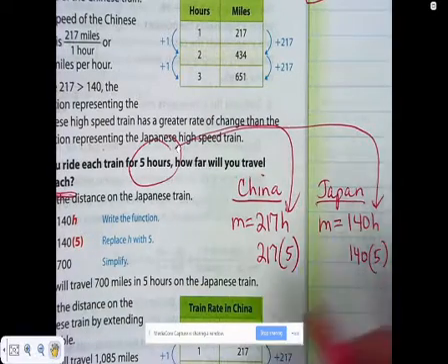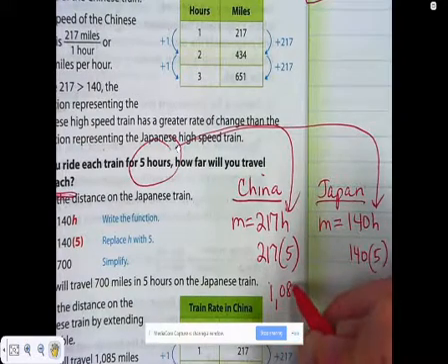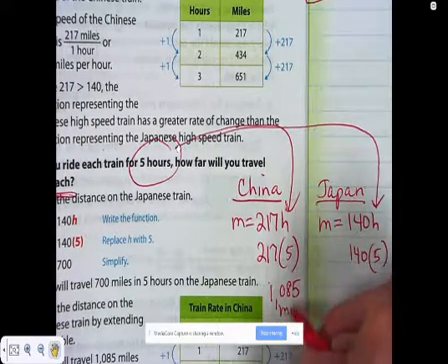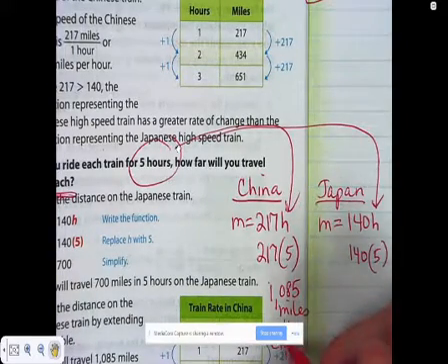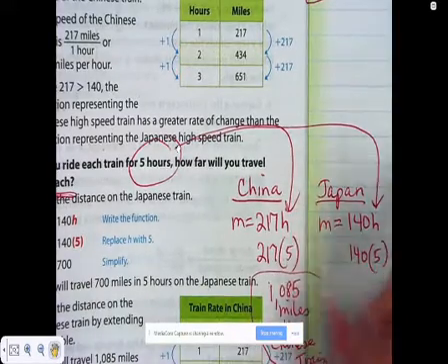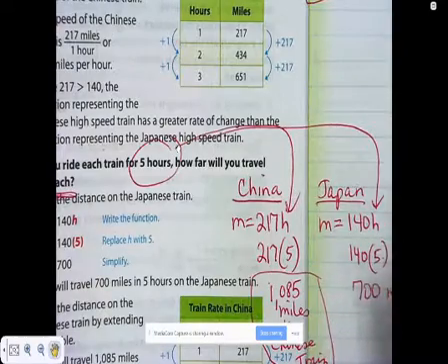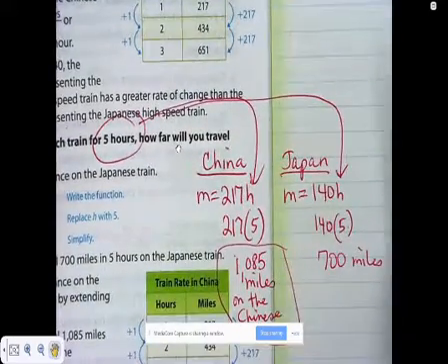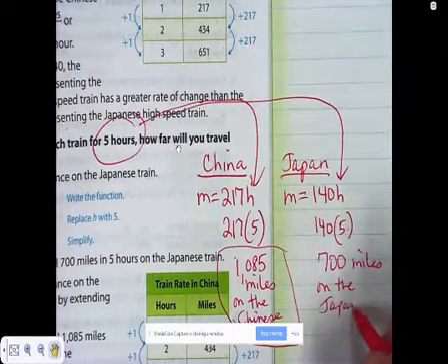So 217 times 5 is 1,085 miles on the Chinese train. We have to specify which is which. And then 140 times 5 would be 700 miles on the Japanese train.